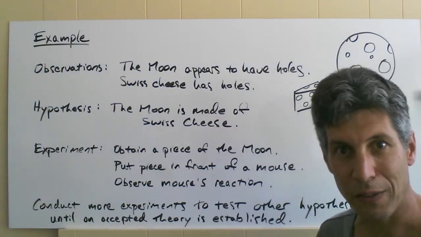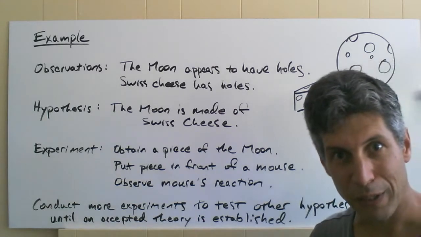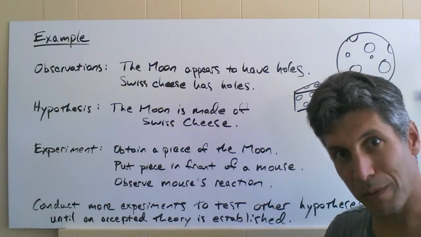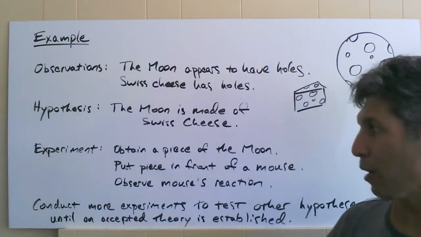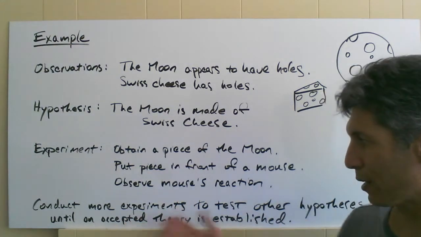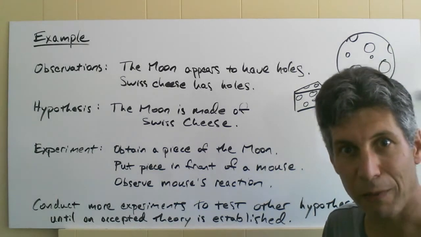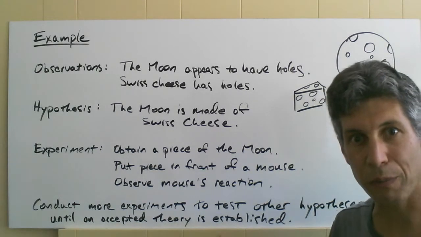Perhaps our next hypothesis would be that the moon is made of rock. And we do some chemical analysis, and it seems to fit with that hypothesis. If we do enough of these experiments, we can come to an accepted theory that the moon is made of rock, unless, of course, we could prove otherwise.